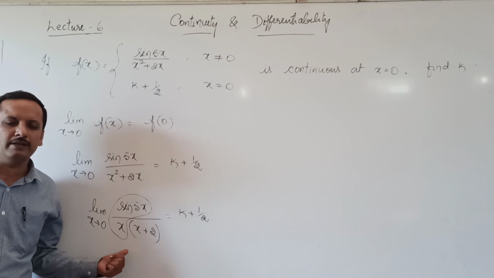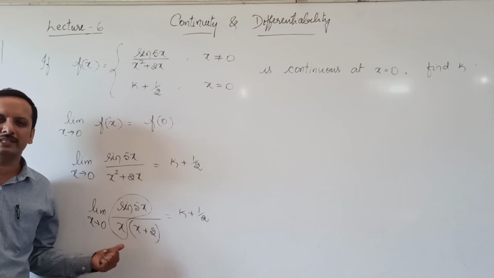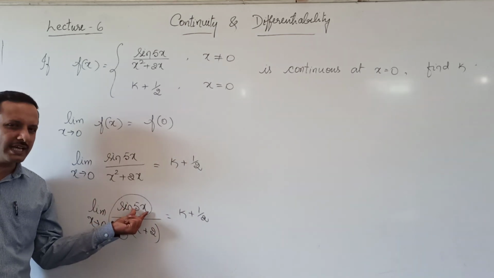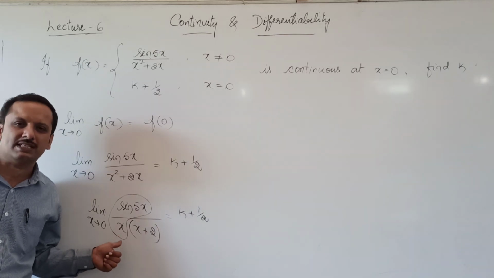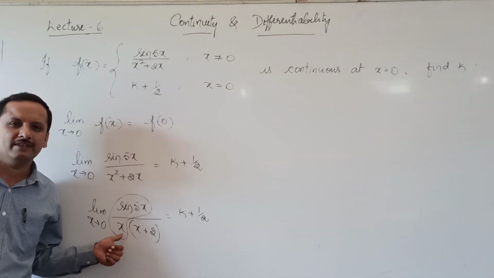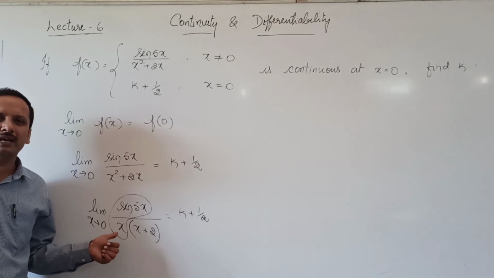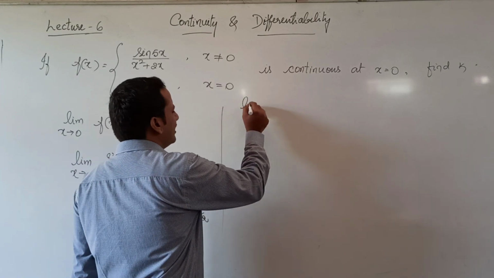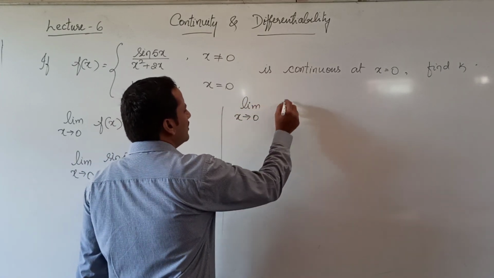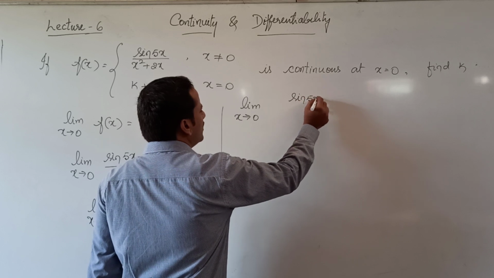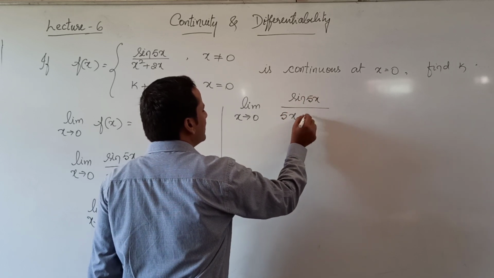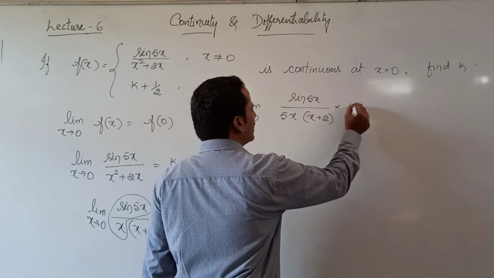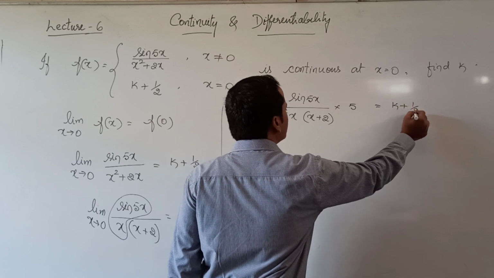So I am thinking about limit theta tends to 0 sin theta by theta. I want to use that formula. In order to use that formula, here we have sin 5x, but in the denominator there is only x. So what do we need? We need 5x here. So we should multiply and divide by 5. Okay? So I will write like this. Limit x tends to 0 sin 5x divided by 5x into x plus 2 into 5 is equal to k plus 1 by 2.